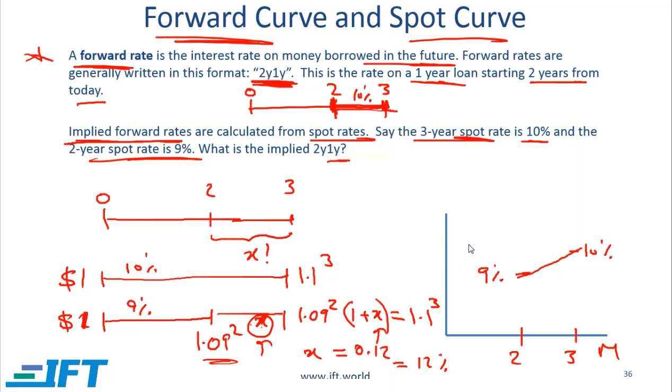The forward rate over here is higher. What is the forward rate at the end of 2 years? For a 1-year period, we've already shown that that is 12%. For an upward sloping spot rate curve, generally the forward rate will be higher. When interest rates are high in the future, that is what pulls up the spot rates. That's the point you need to learn out of this.